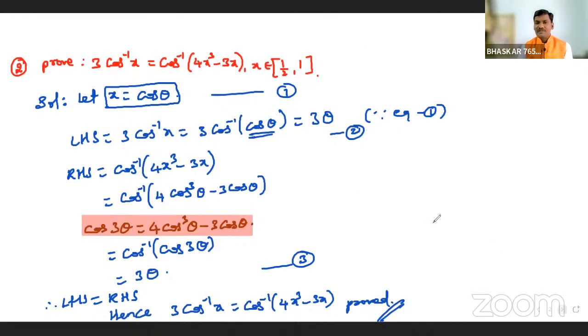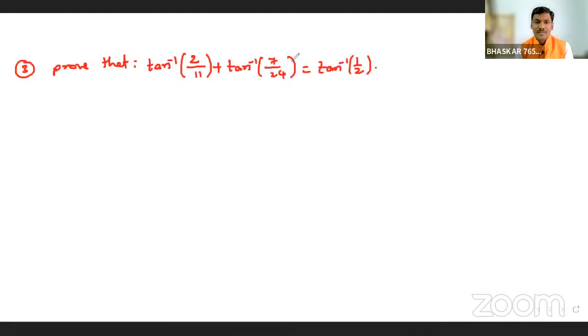In a similar way, we have the next question here. Prove that tan inverse of 2 by 11 plus tan inverse 7 by 24 is equal to tan inverse 1 by 2. All these questions are very, very important. The first question, second question, and third question are all very important. This is the most important concept.